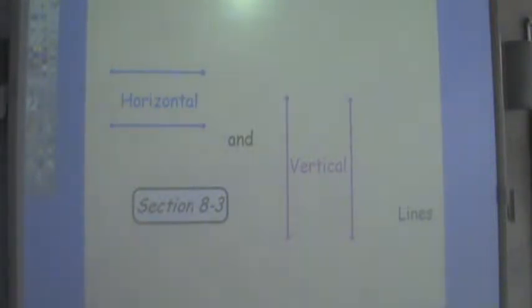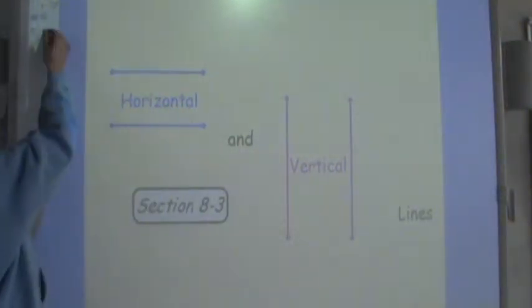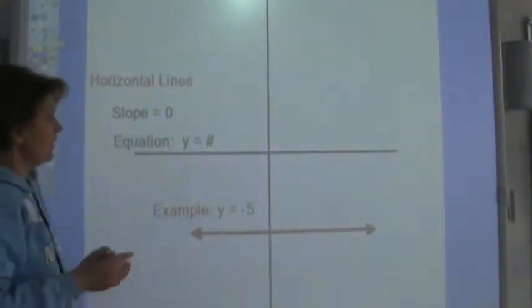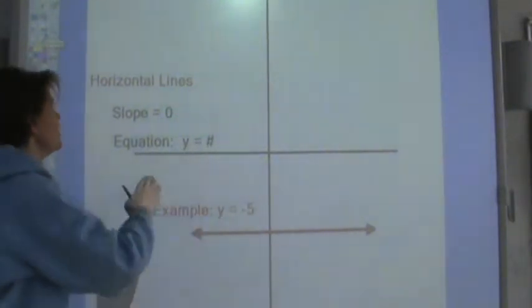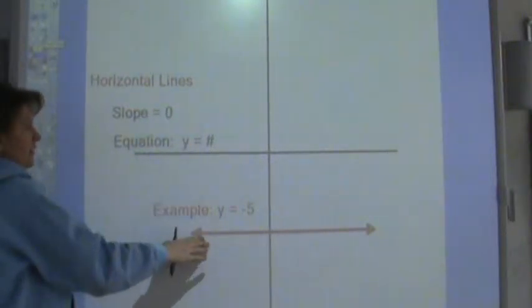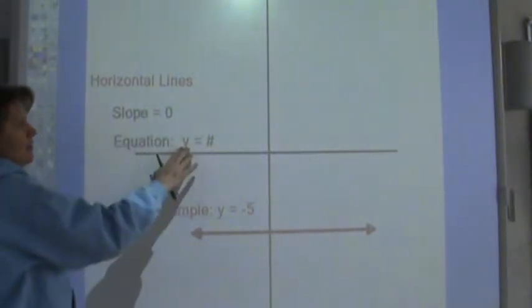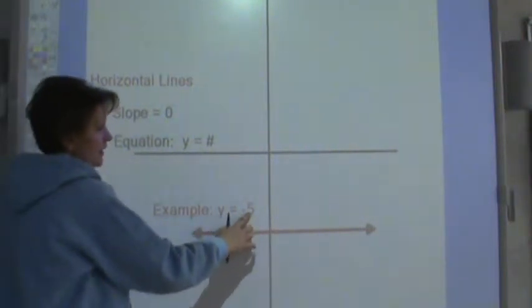Today's topic, as you can see, is horizontal and vertical lines. So horizontal lines, think of the horizon, the ones that go across. Basically, in general, the slope of a horizontal line is 0, and the equation of the line is going to be y equals some kind of number. So for example, y equals -5.